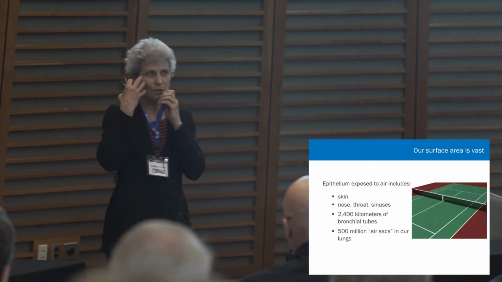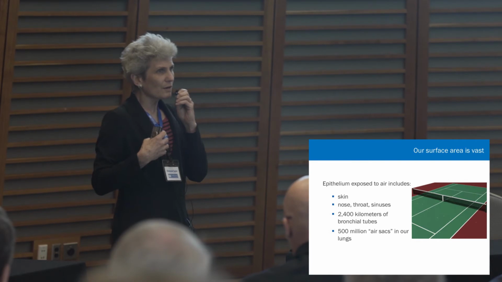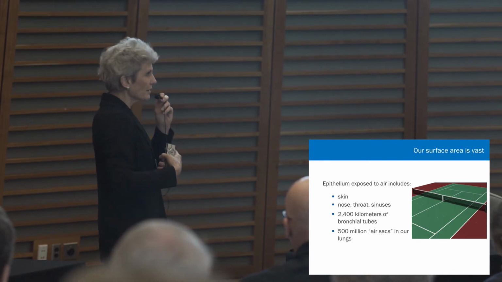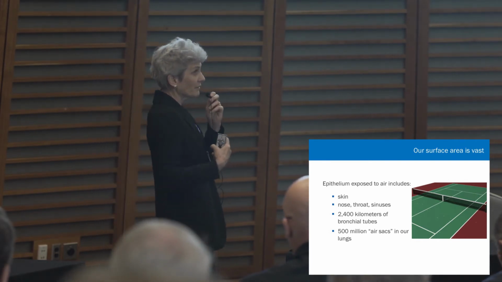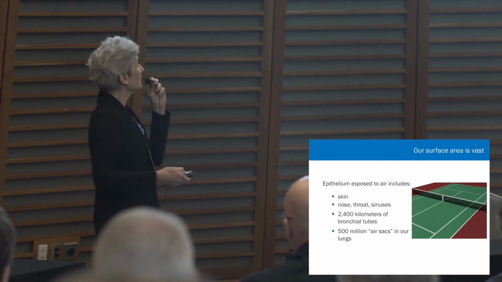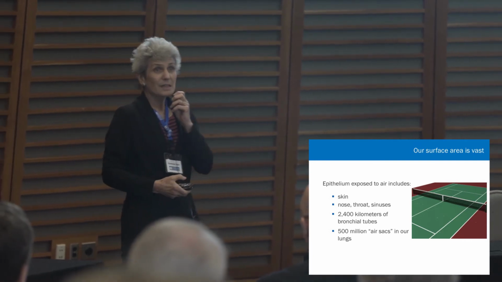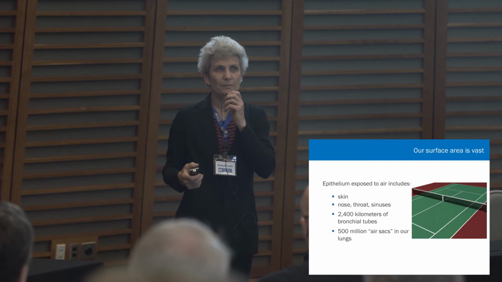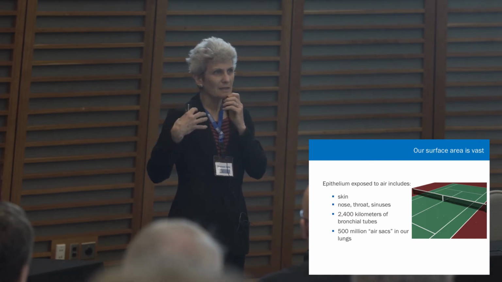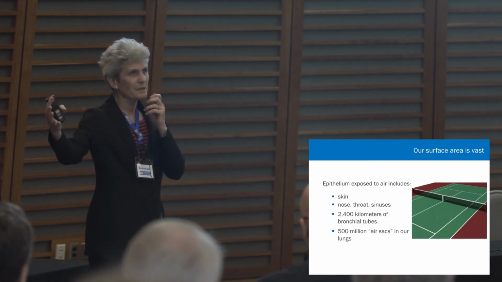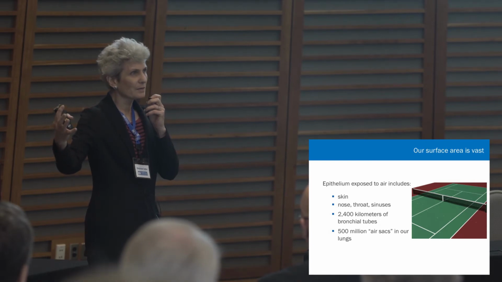What about our nose, our throat, our sinuses, our respiratory tract, all the way down into the little air sacs where gas exchange occurs, the alveoli? So in keeping with the metaphor, it's about half of a tennis court. So for someone my size, I have about that much surface area that's being influenced by the air.